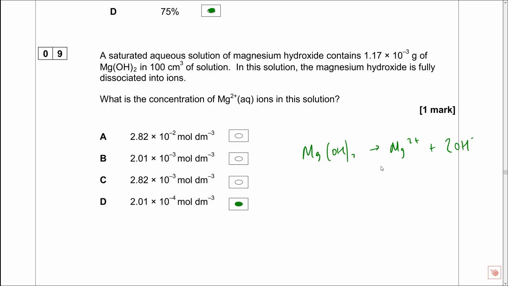Concentration is moles over volume, so it's going to be... Oh, you've got to, of course, work out your moles first, so your mass divided by the Mr there. Moles, volume, yeah, that can give you a value of 2.01 times 10 to the minus 4. The key thing is the dissociation there is 1 to 1. If it was talking about the OH minus, then that would be different, but it's not. It's just talking about the Mg 2+, so it's not too bad.